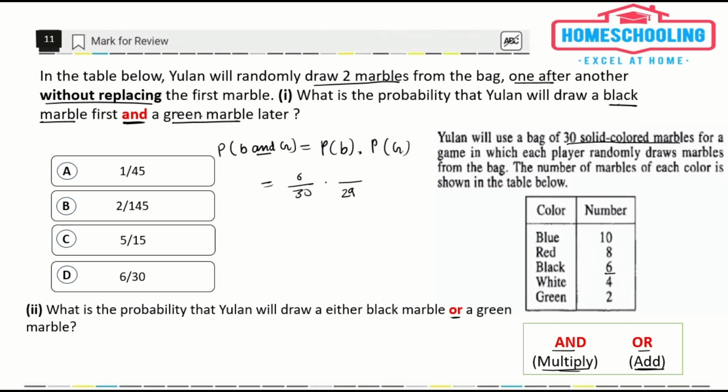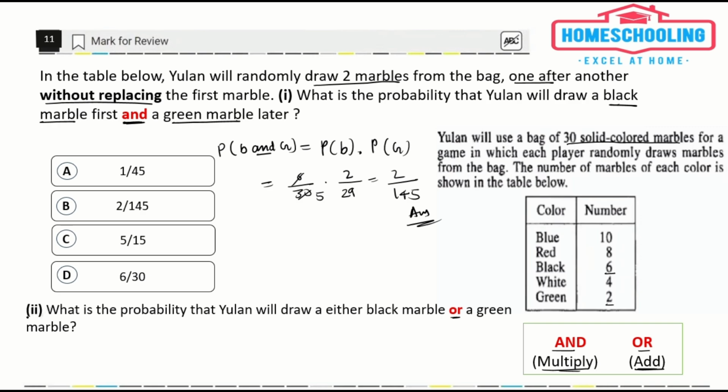So now we have to find the probability of getting a green marble. So how many green marbles are there? 2 green marbles are there. This is going to be 6 times 2 divided by 30 into 29, which simplifies to 2 divided by 145. So for part 1, option B is your correct answer.